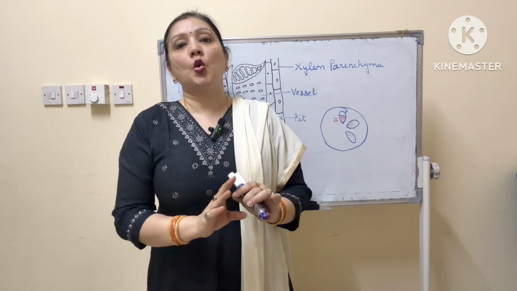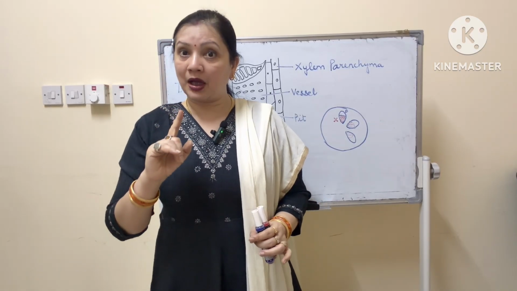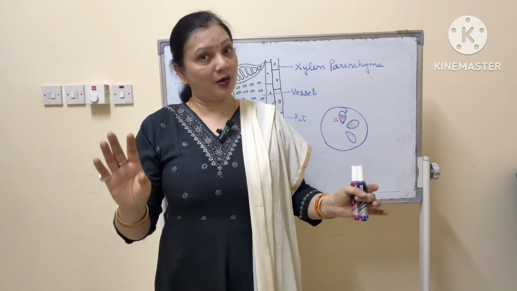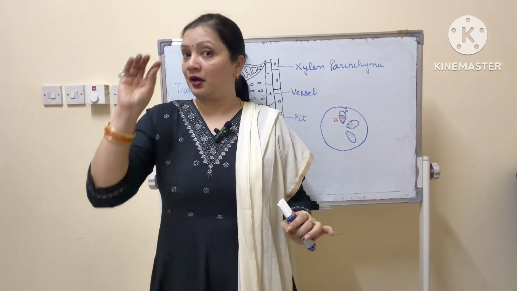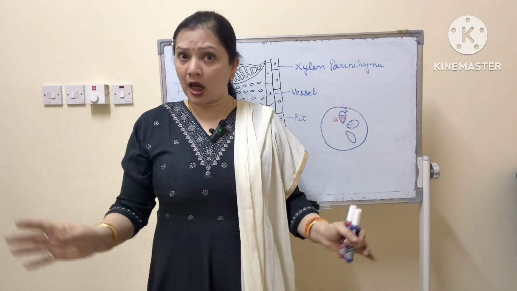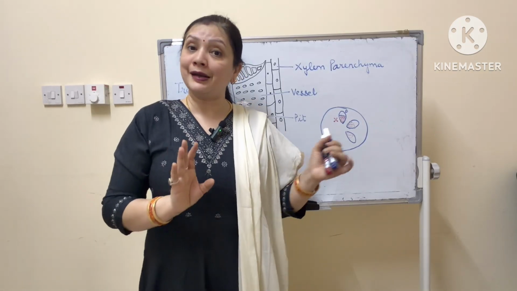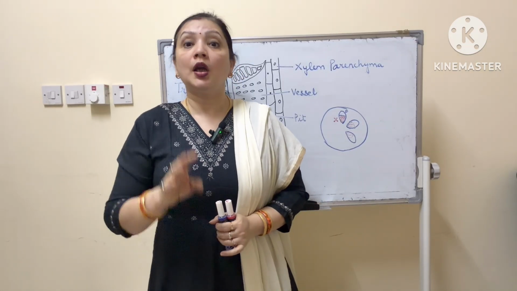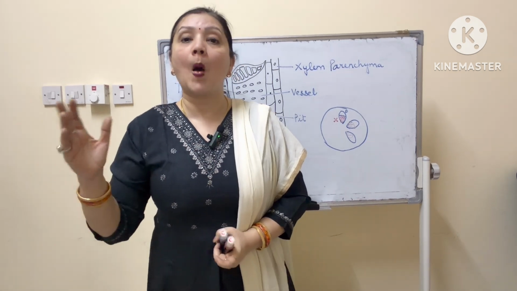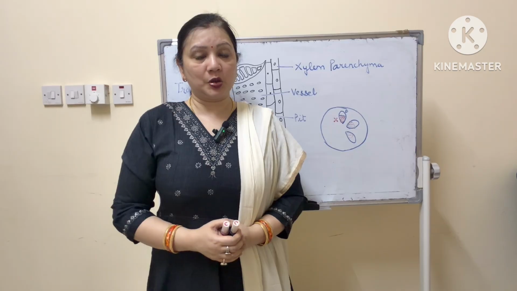In simple tissue, all the cells are of the same type. Parenchyma, collenchyma, sclerenchyma. All the cells in parenchyma are of one type. In collenchyma, thickened corners, one type. In sclerenchyma, entire cell wall is thick, one type of cells. Whereas in complex permanent tissue, there are different components which make up the complex permanent tissue.